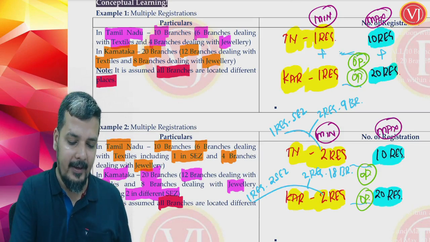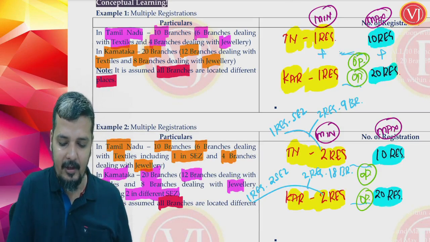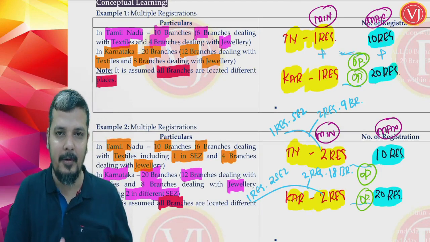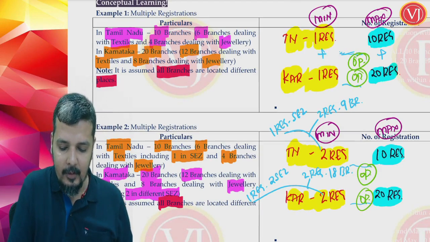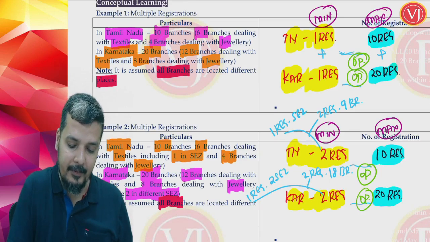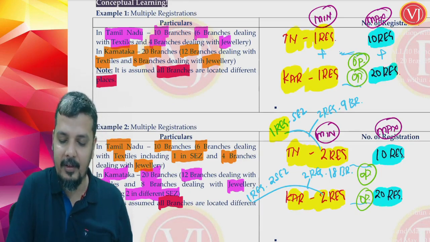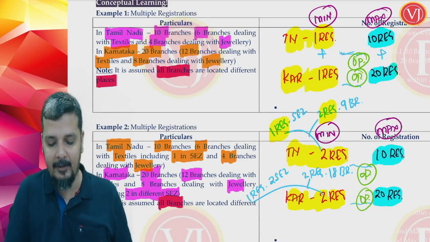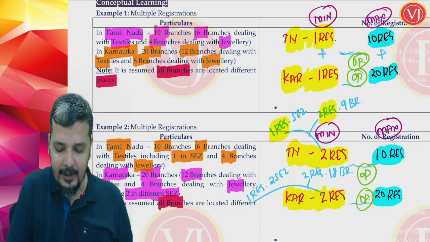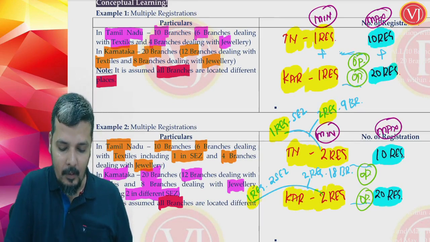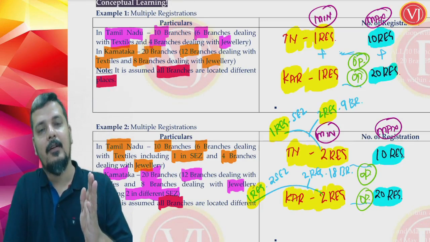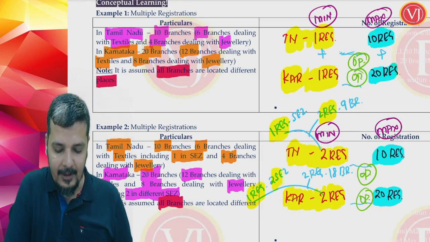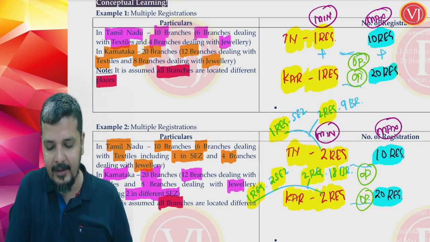But in the second case, where you have a special economic zone, this gives a very clear picture. You are merging everything. In Tamil Nadu, you will take 2 registrations for what purposes? 1 registration for the special economic zone, and the 2nd registration for all the 9 branches. In Karnataka, you will take 2 registrations for what purposes? 1 registration for both the special economic zones that are there, and the 2nd registration for the balance 18 branches.